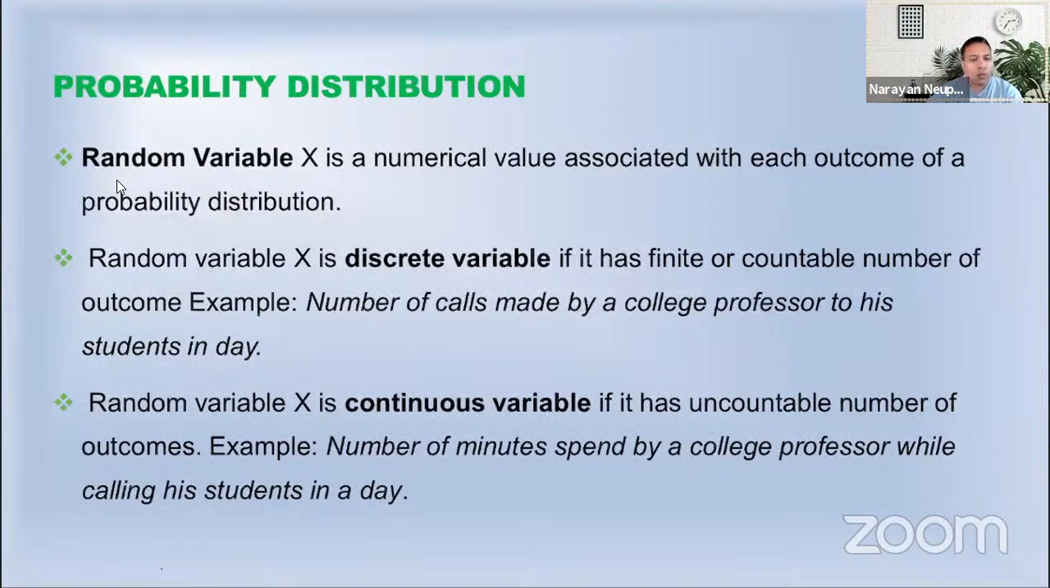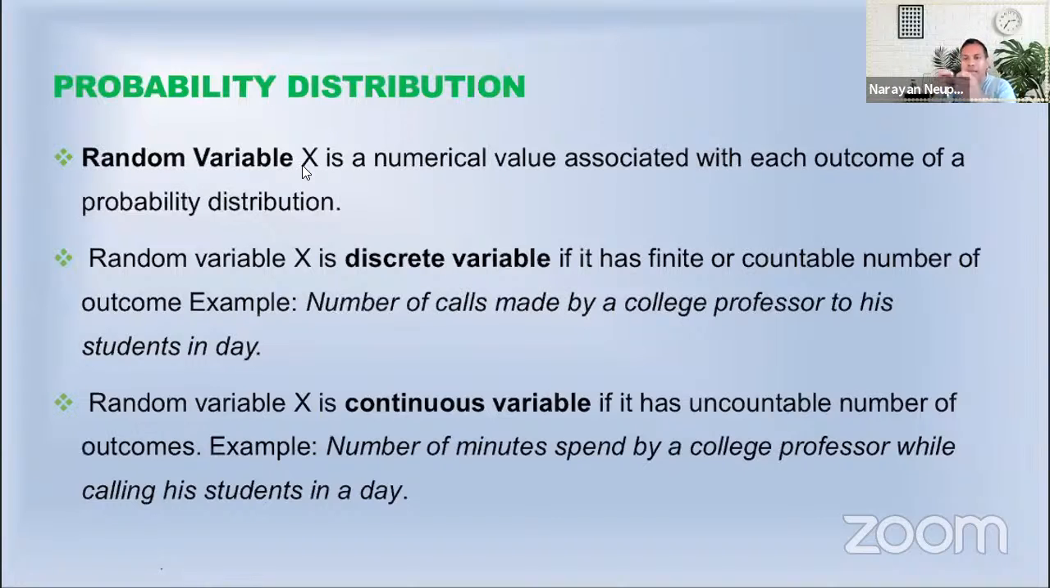The first one that we'll be talking over and over again in this chapter is the random variable. When we say random variable, it is a numerical value associated with each outcome of the probability distribution. That is, if any experiment is performed, and we look at the output, and we assign a numerical value to the output, that is called the random variable.